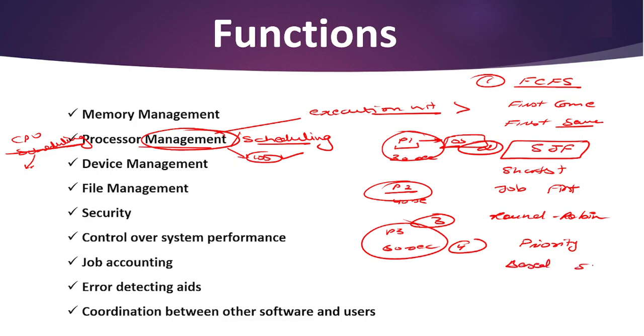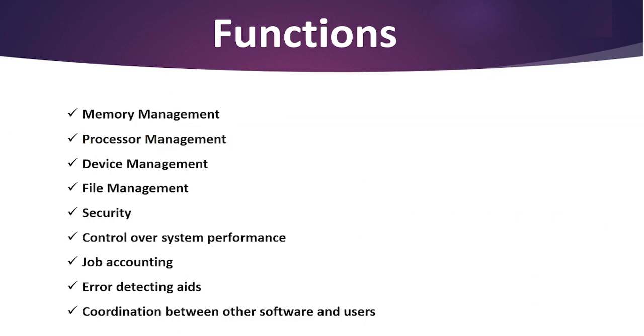Priority based scheduling algorithm. So all these are taken under process management, right? Next type we have is device management. This is a very important type. An operating system regulates devices connected using drivers.